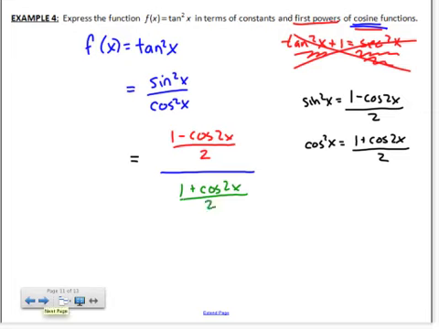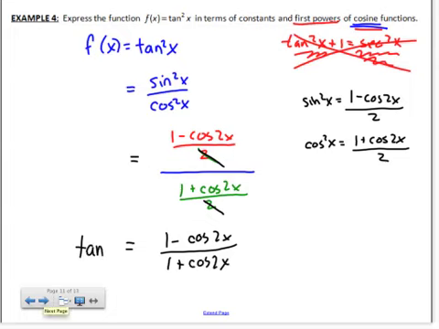Oh no, I have a complex fraction. What should I do? The denominators are the same. They're just going to go away. Yay! Okay, so that means this equals 1 minus cosine of 2x over 1 plus cosine of 2x. Hey, we did it. Which is exactly what we were asked to find. And f of x, therefore, is equal to tangent squared of x, which is equal to 1 minus cosine of 2x over 1 plus cosine of 2x.